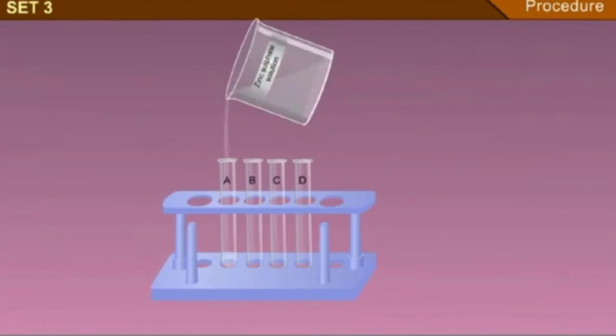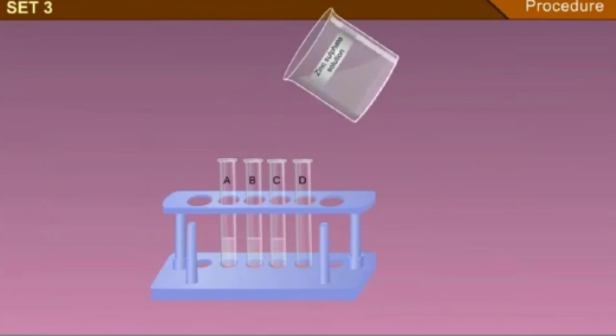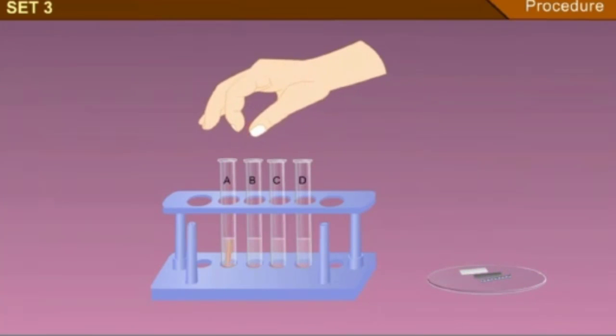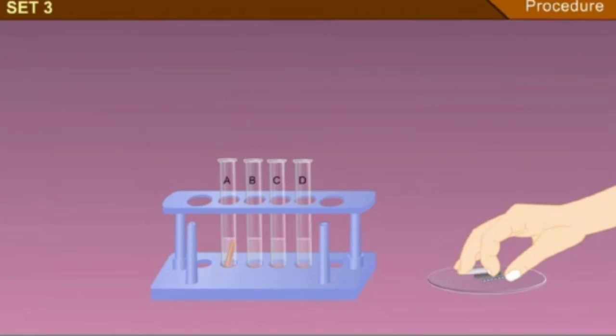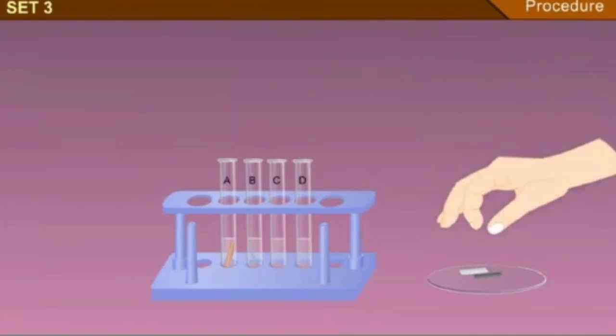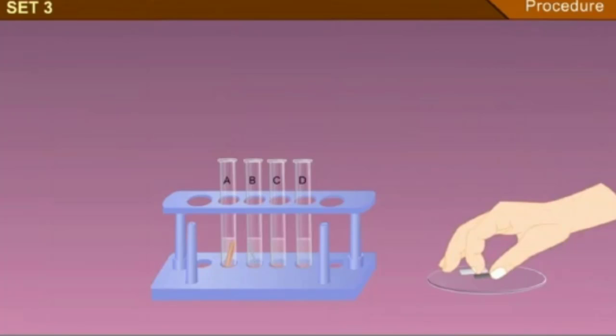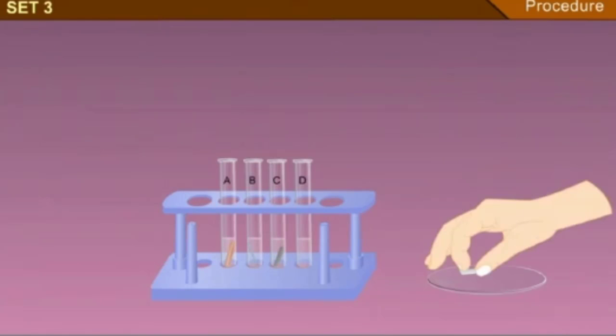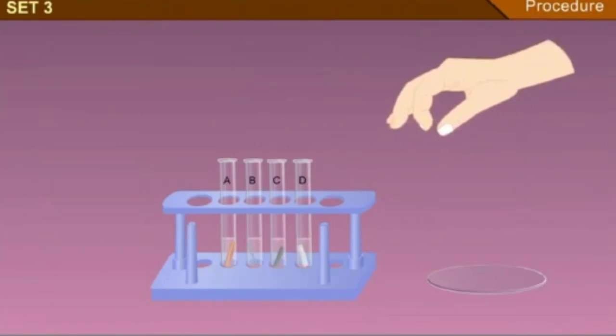Set 3. Wash the test tubes A, B, C and D with water. Pour 5 cc of zinc sulfate solution in each of the test tubes. 1. In the test tube A, introduce a small piece of copper rubbed by sandpaper. 2. In the test tube B, introduce a small piece of iron rubbed by sandpaper. 3. In test tube C, introduce a small piece of zinc rubbed by sandpaper. 4. In the test tube D, introduce a small piece of aluminium rubbed by sandpaper.